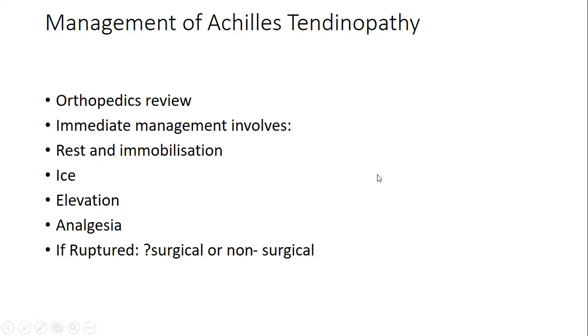Let's get to the management. So when a patient presents maybe in emergency with suspected Achilles injury, it's an orthopedic review. It's very important that management starts early, almost immediately. What they do there is, the first thing is to rest and immobilize the ankle, apply some ice to take care of edema, elevate it, and give some painkillers.